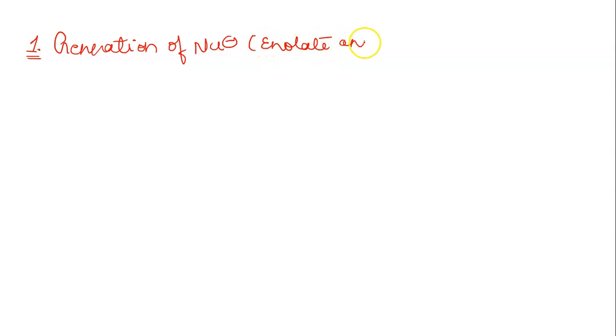So step number 1, generation of nucleophile. The nucleophile which is generated is actually the enolate anion. For this step we need the alpha hydrogen containing compound. So in our reaction, acetone is the alpha hydrogen containing compound. So I take acetone and put it in the basic medium.